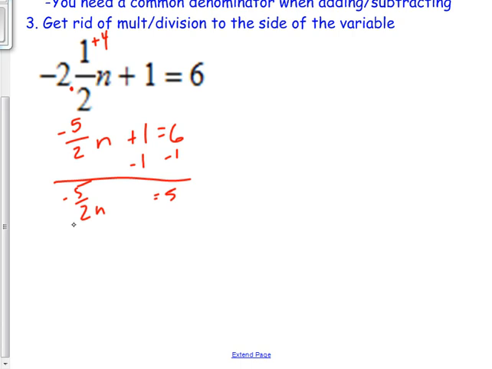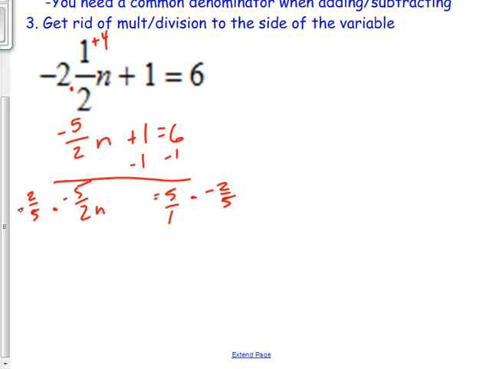Now, remember, when you multiply with fractions, you don't need common denominators. So let's go ahead and multiply by negative 2 over 5. We've got to multiply by the reciprocal. Whatever you do to one side, you got to do the other. So multiply by negative 2 over 5. Now, if you want to, you can turn 5 into a fraction, which is 5 over 1.